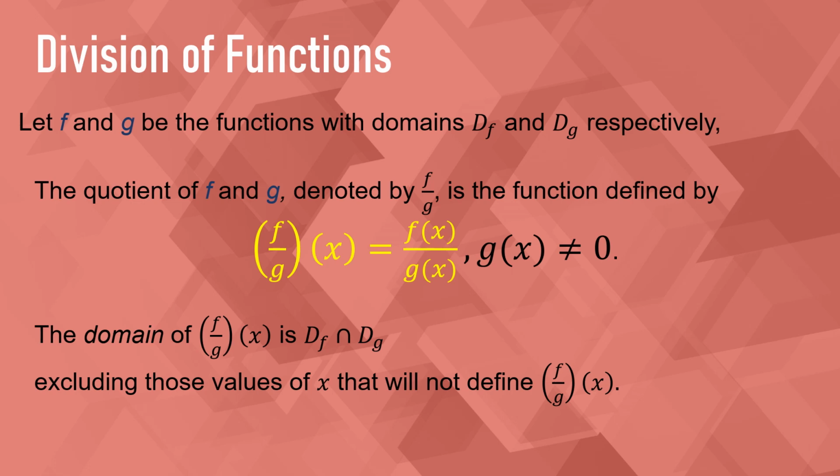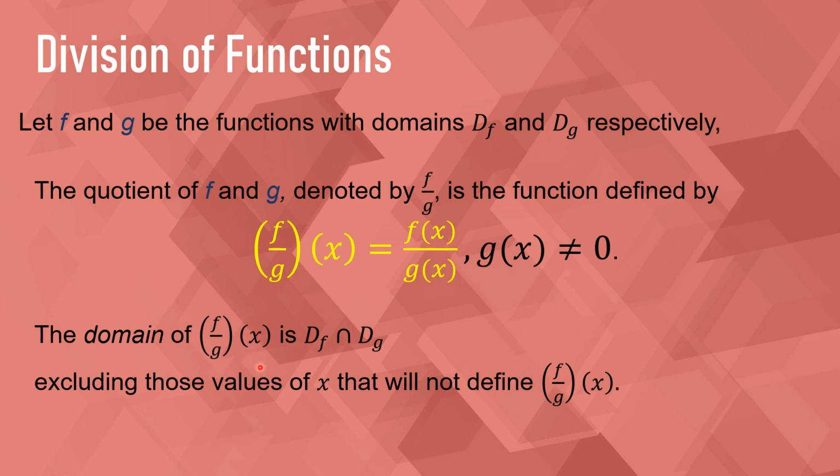The division of functions. For us to understand this, let's have this definition. We let f and g be the functions with domains D sub f for function f, and D sub g for function g, respectively. Now, the quotient of these two functions f and g, denoted by f over g, is the function defined by f over g of x, which is equal to f of x divided by g of x, provided that g of x is not equal to 0.